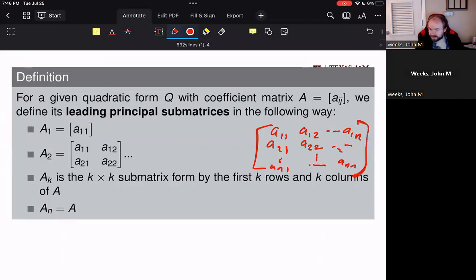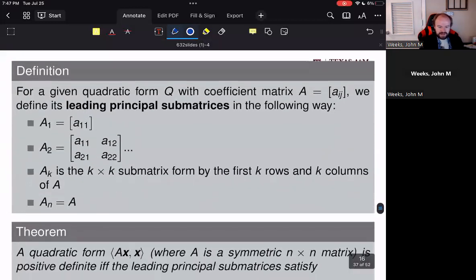And if you do this, then you're going to be able to see that you can get different principal leading submatrices by just dividing them up into k by k submatrices, all in the top left box. So A sub k is going to be the k times k submatrix formed by the first k rows and k columns of A. And then finally, A sub n needs to be A. That is also a leading principal submatrix. All matrices have themselves as one of their submatrices.